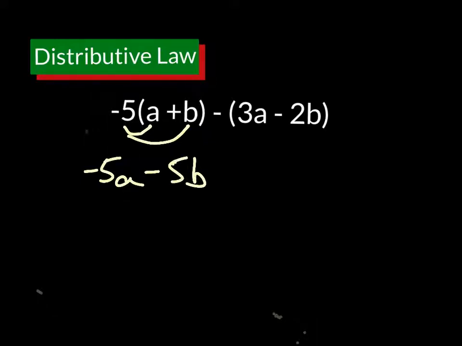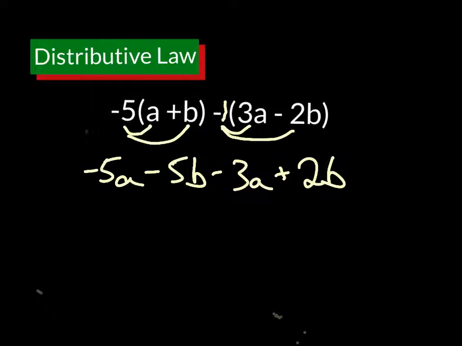Now we're going to go on to the next term. And you can see here that we don't have a coefficient outside the parentheses. There's just a negative sign. And what that means is that the coefficient is negative 1. So we're going to multiply negative 1 by each of the values in parentheses to get rid of the parentheses. So negative 1 times 3a is negative 3a. And negative 1 times negative 2b is positive 2b.